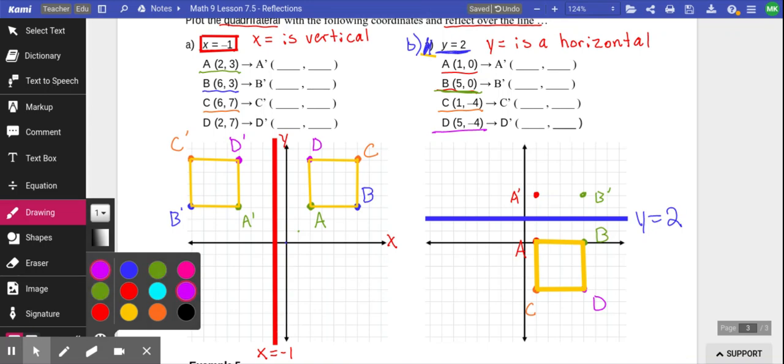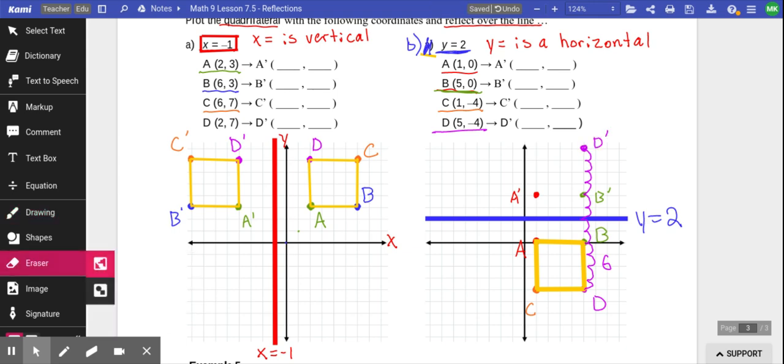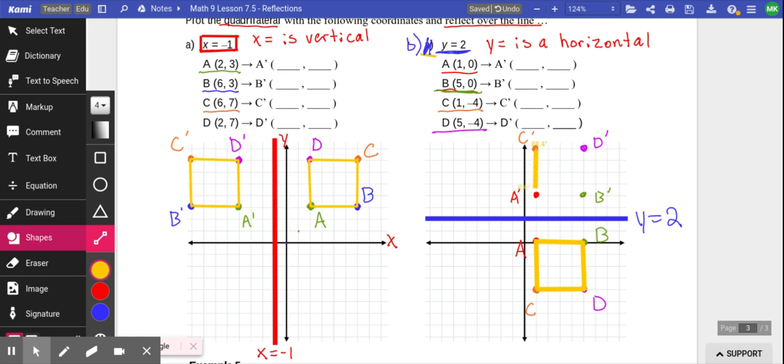D is 1, 2, 3, 4, 5, 6 away. D prime should be 1, 2, 3, 4, 5, 6 away. And the last one that we're going to do is C. So if C was 6 away, then C prime should also be 6 away up here. I then can create my beautiful little box, my quadrilateral. Quadrilateral meaning four-sided shape. I have now properly reflected.